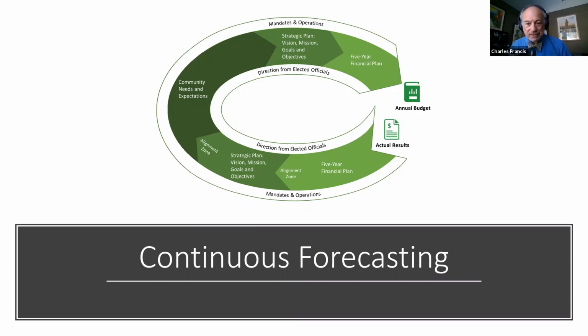Today's technology allows us to break free from that and just automate this process of extrapolating where we are in our current year budget to actual to our end of the year, which becomes our new base year. The new base year then recalibrates the 5-year plan, and we look for these alignment zones so that we can see, are we on track or are we not on track?